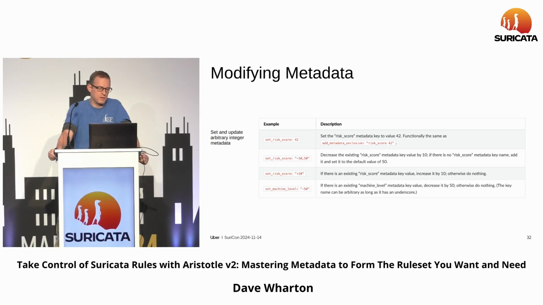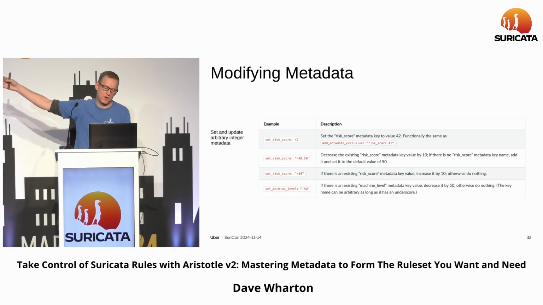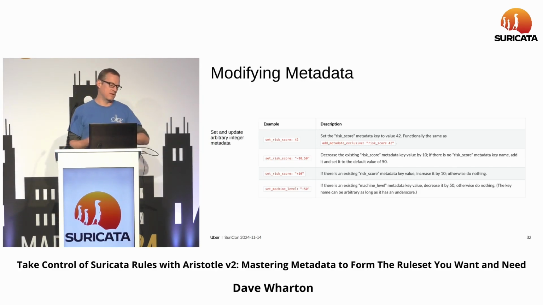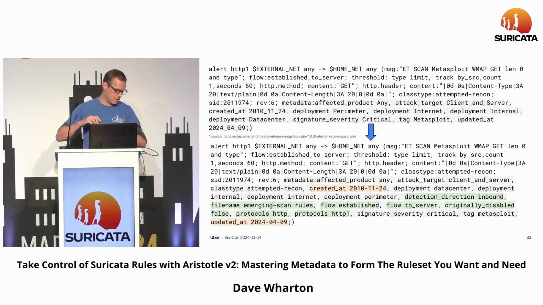Or I can do relative modifications. So I can say increase by 10 or decrease by 50. So this second one where I say risk score -10, 50 means for all the rules that this applies to, all the ones that have matched my filter string, if there's a risk score metadata value set, decrease it by 10 and store that. If not, set it and use the default value of 50. So there's a lot of things you can do, especially with the integer-based stuff, dynamically with the pfmod rules. So we're going to look at 3 examples, and then I'll conclude.